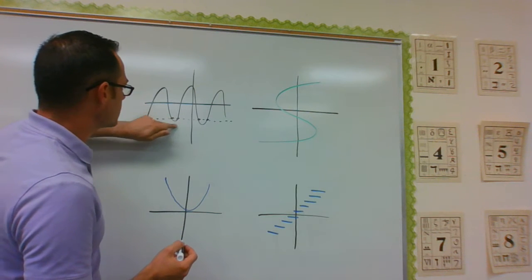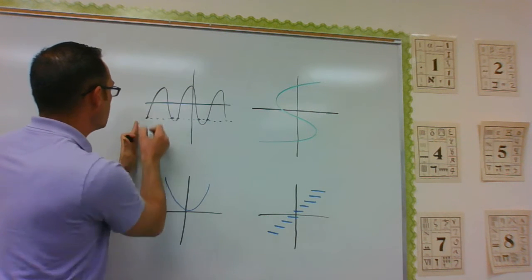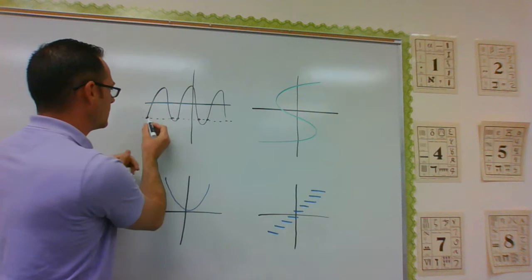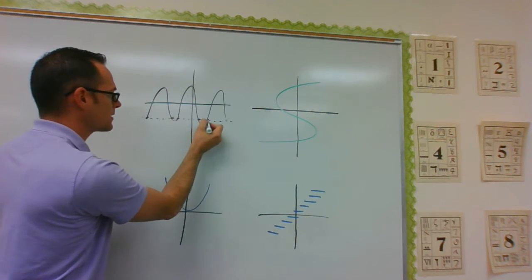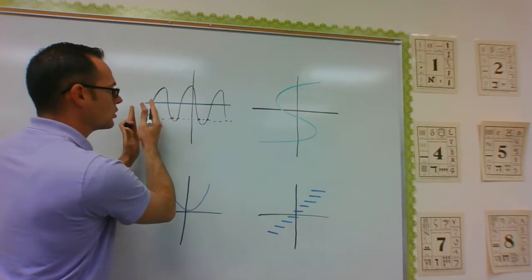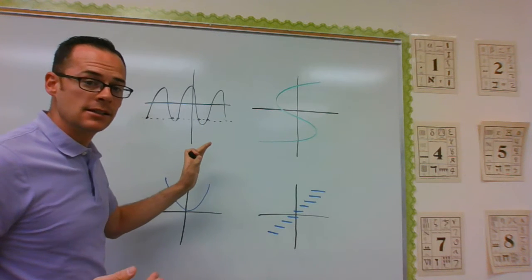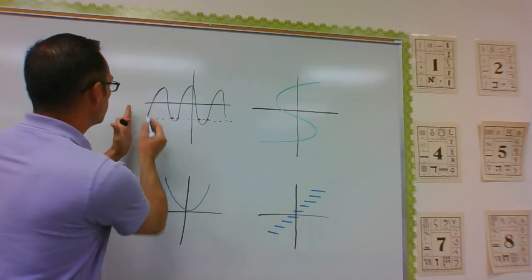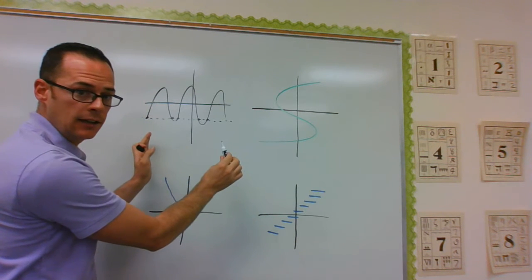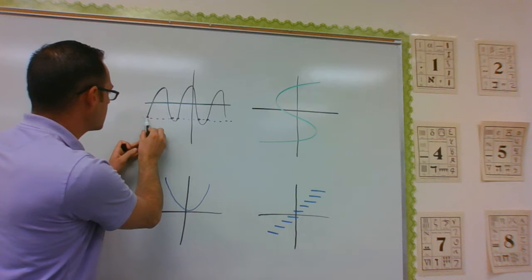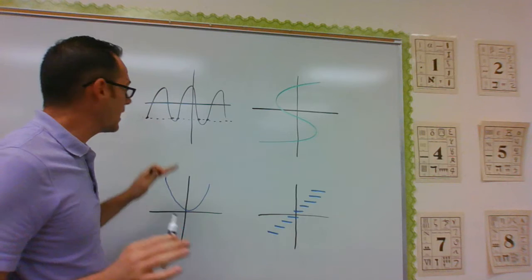Y-axis, here we are on the y-axis. That's all the same y. But never is there the same x. This y has an x over here, a different x, a different x, a different x, a different x. It's going across the x-axis and it has multiple x's for the same y. But if you look here, there's never the same x. They're all different x's.